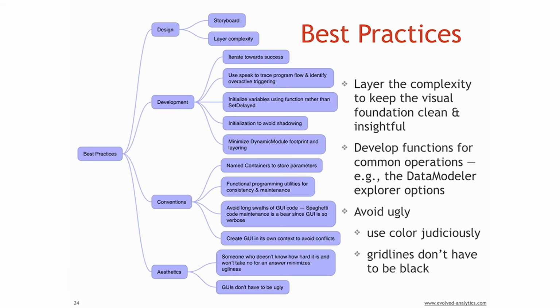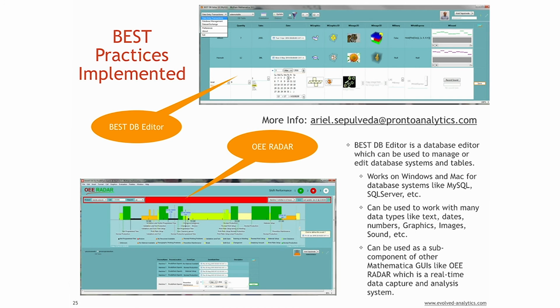Best practices, basically good design, good development. Don't write spaghetti code. You guys can read this offline. Develop functions that you reuse as part of your notebook. For example, every opener in Data Modeler, we're doing these explorers, has a common frame. So there's a function there, and we've separated the data from the functionality, so it's more maintainable. And don't make it ugly.